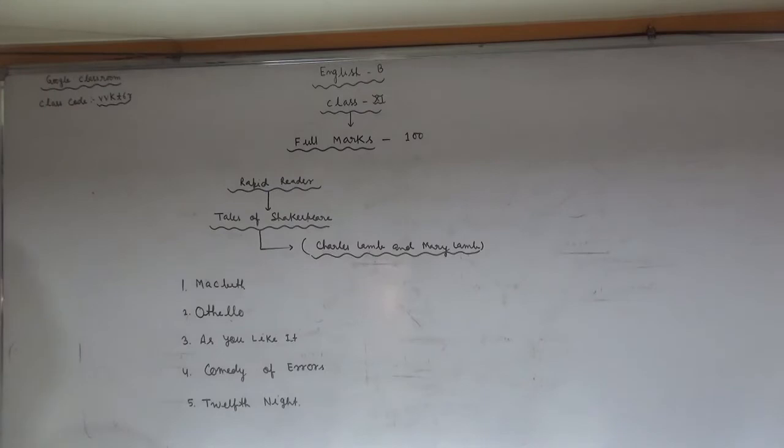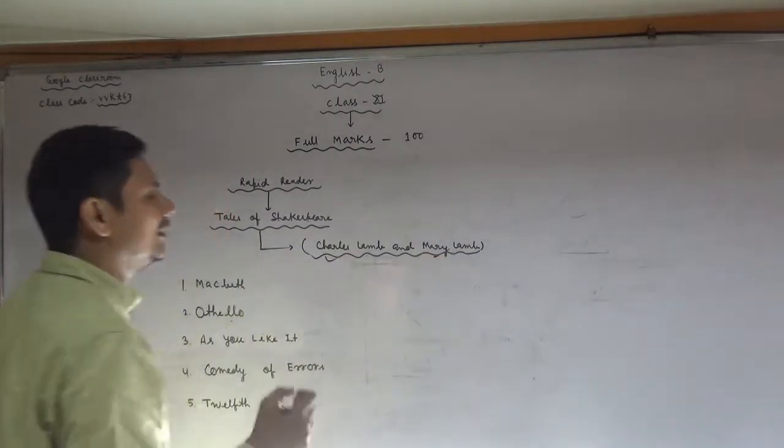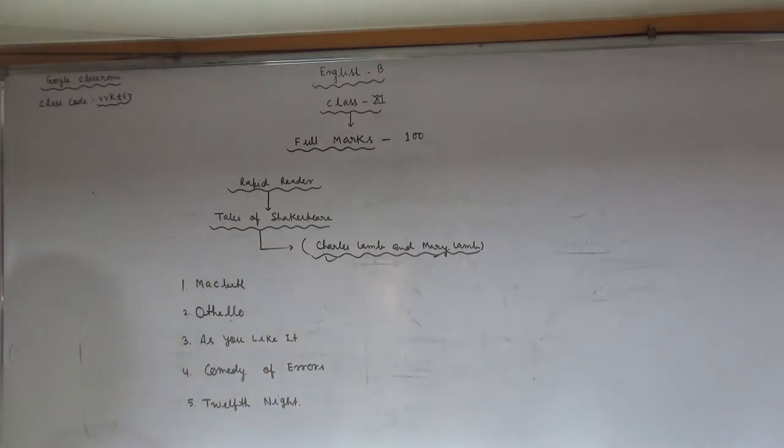These 5 tales are taken from Shakespearean plays, and they are in story form, which we have to study in class 11. And these tales are edited by Charles Lamb and Mary Lamb. Their edited version we have to study. Macbeth, Othello, As You Like It, Comedy of Errors, and Twelfth Night.